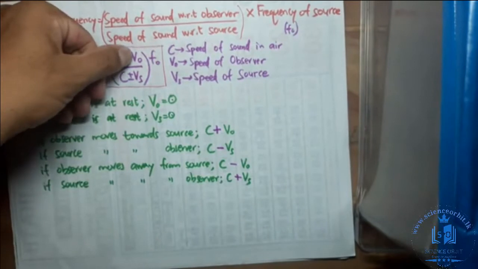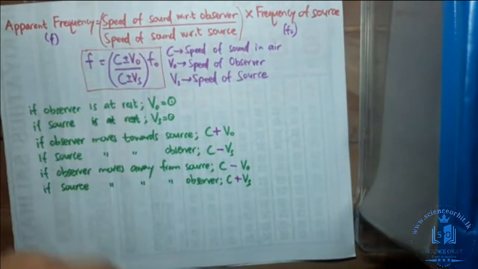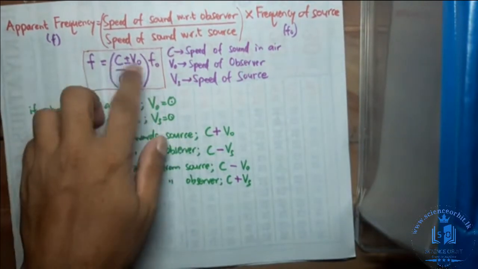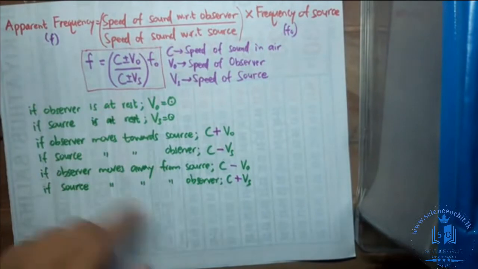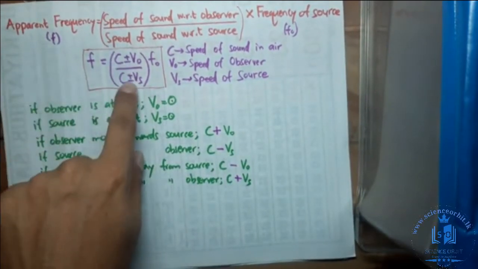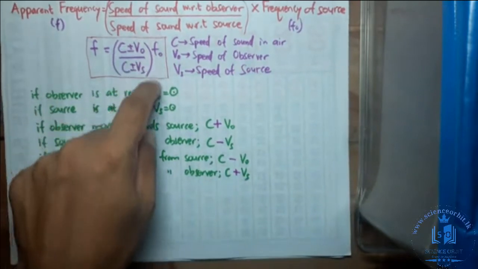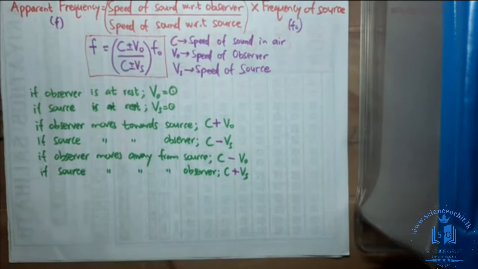If observer is at rest, this part becomes 0. If source is at rest, Vs becomes 0. If the observer is moving towards the source, here you have to use C plus Vo. And if the source is moving towards the observer, here between this plus and minus, you have to choose minus. When this part becomes small, this becomes large. And when someone is moving towards someone, definitely frequency has to be higher.